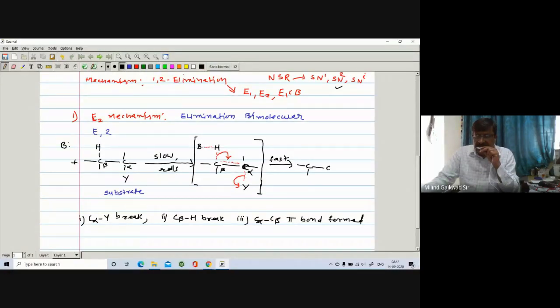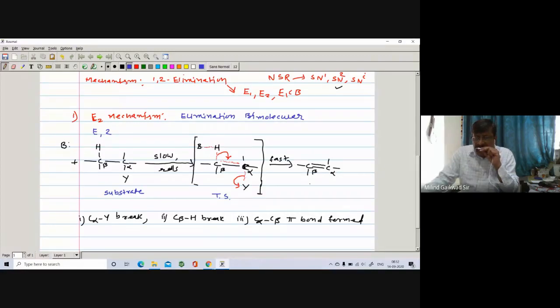Here all the bonds are as they are. It is a C alpha bond and a C beta bond. This bond undergoes complete breaking, and this bond undergoes complete forming. So here there is a formation of a transition state. This is called a transition state, which is highly unstable. That's why we write it in brackets.